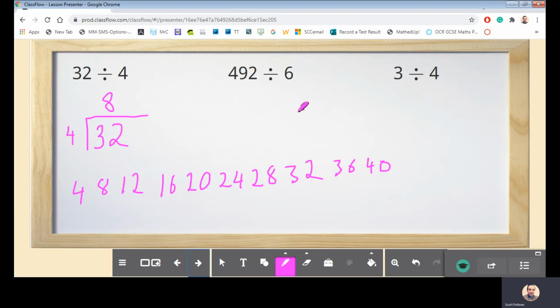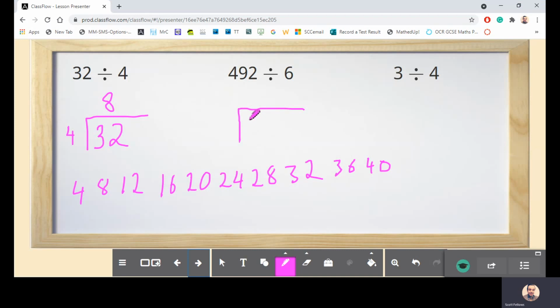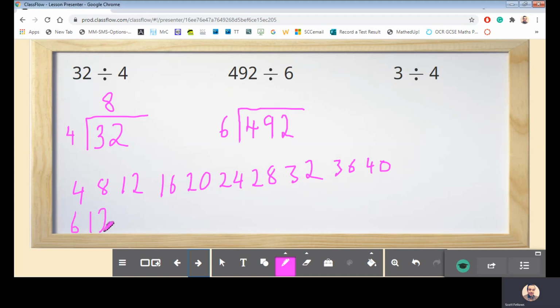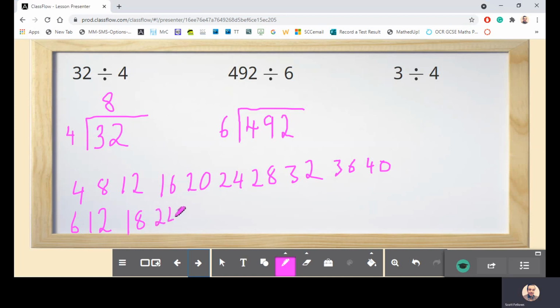Okay, moving on to this next one. 492 divided by 6. So 492 goes there, and 6 goes on the outside. Again, if you're not strong with your tables, write them out. So 6, 12, 18. If you're counting up, that's fine. 24, 30, 36, 42, 48, 54, and 60.